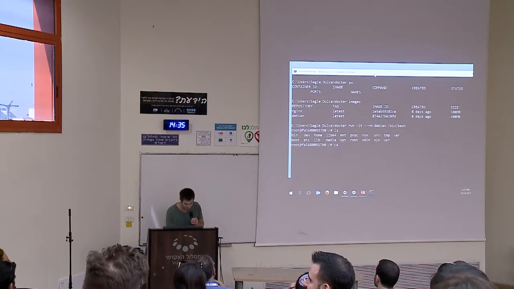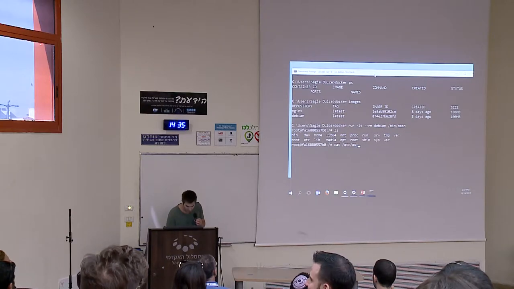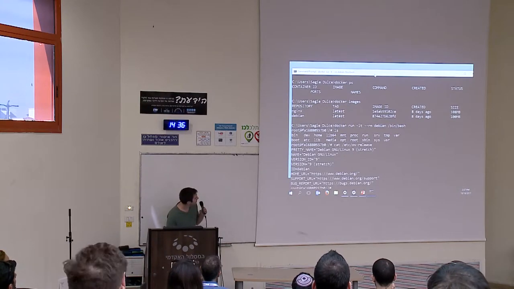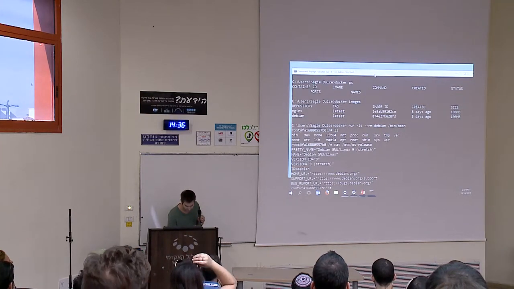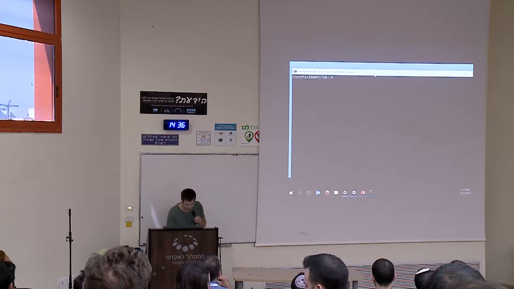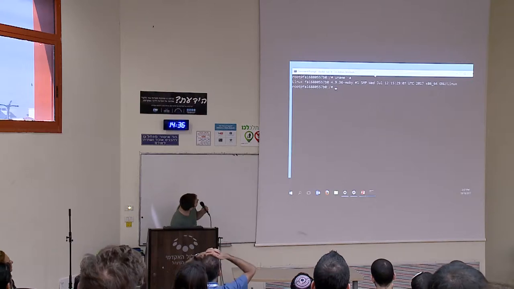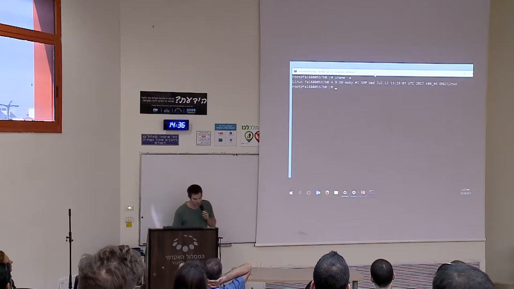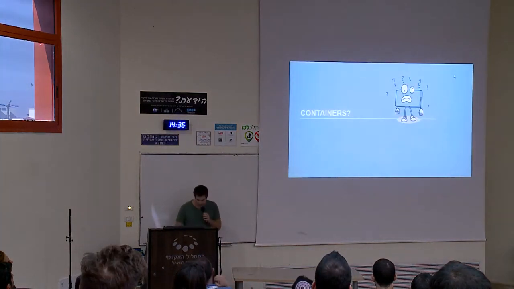I can also look at the operating system, and it shows that it's Debian. I can also look at the kernel, which shows something called Moby Linux. A little bit weird, we'll discuss it a little bit later. I can also see it's 64 bits. So how would that work?